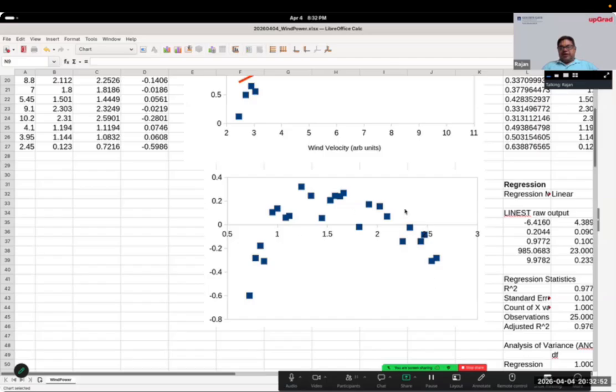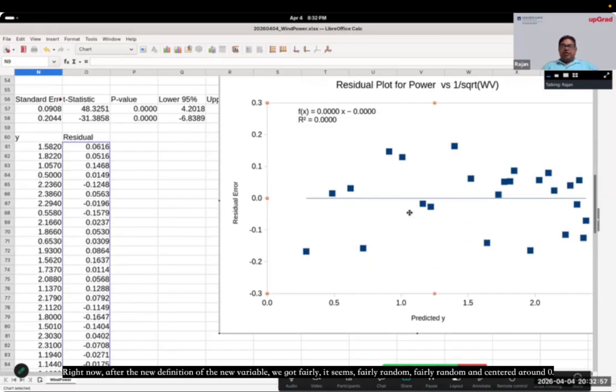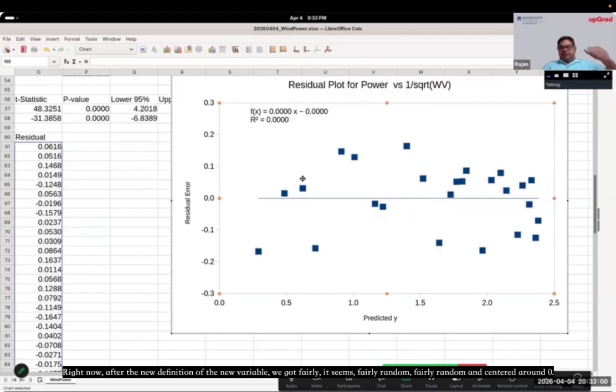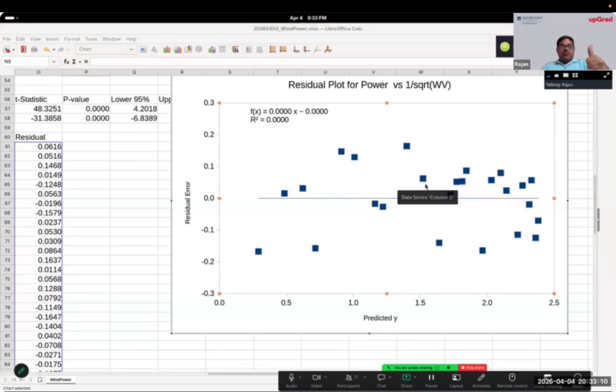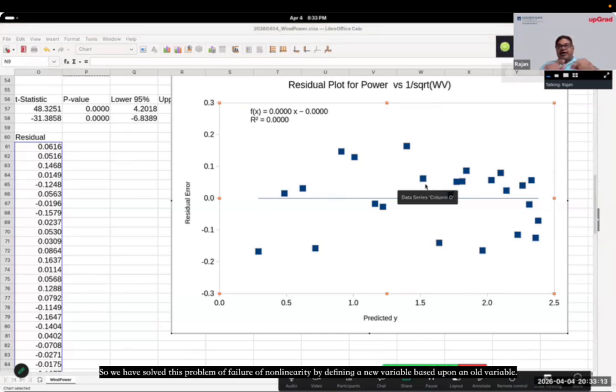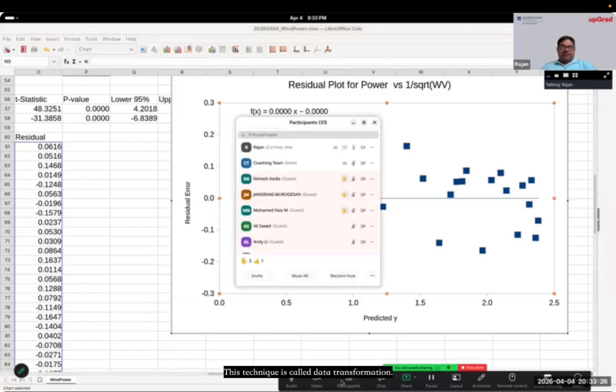Now, after the definition of the new variable, what is the probability of getting this new value that we can get from the distribution? It seems fairly random, centered around 0. There is no pattern that I have discernible here. So we have solved this problem of the nonlinearity by defining a new variable based upon an old variable. And this technique is called data transformation.